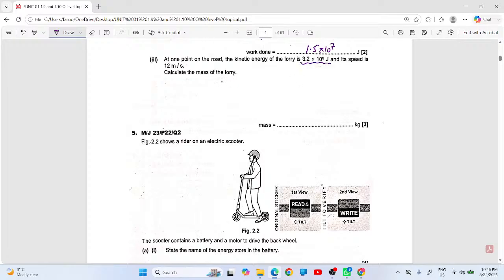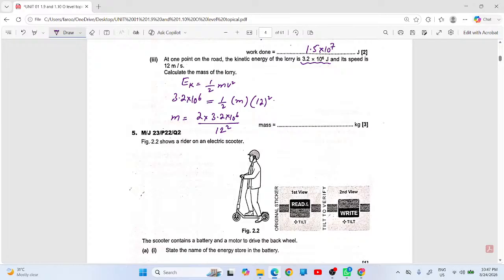At one point on the road, the kinetic energy of the lorry is this and its speed is this. Calculate the mass of the lorry. So easy. Kinetic energy is half mv square. आपने चाहे जो मर्जी हो फार्मूला जरूर लिखें. Kinetic energy is 3.2 × 10 raised to power 6. Half mass unknown, find करना है. Speed is 12. So m equals 2 multiplied by 3.2 × 10 raised to power 6 divided by 12 squared.